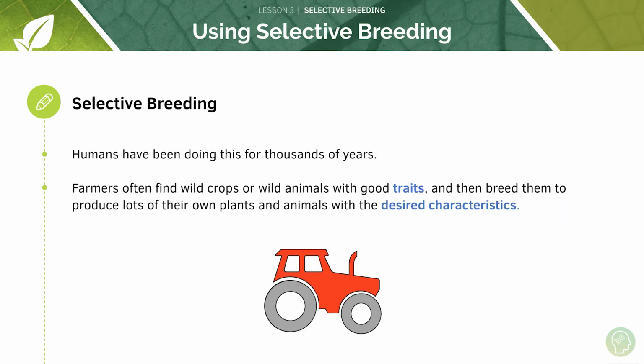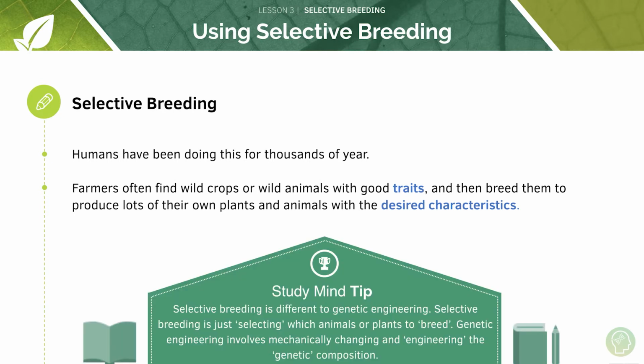Now, humans have been doing this for thousands of years. Farmers often find wild crops or wild animals with good traits and then breed them to produce lots of their own plants and animals with the desired characteristics. So we expand this trait within the population.